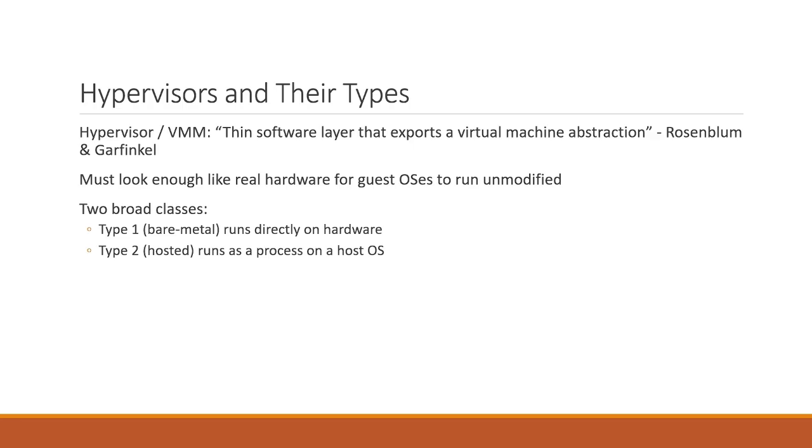Hypervisors and their types. Rosenblum and Garfinkel, two pioneers of modern virtualization, described the hypervisor as a thin software layer that exports a virtual machine abstraction. In simple terms, it behaves like hardware so that software doesn't know the difference. Today, hypervisors fall into two categories. Type 1, which is bare metal, runs directly on physical devices, replacing the traditional operating system at the lowest level. Then there's Type 2, hosted, which runs as a normal application inside a local operating system like Windows, Linux, and macOS.